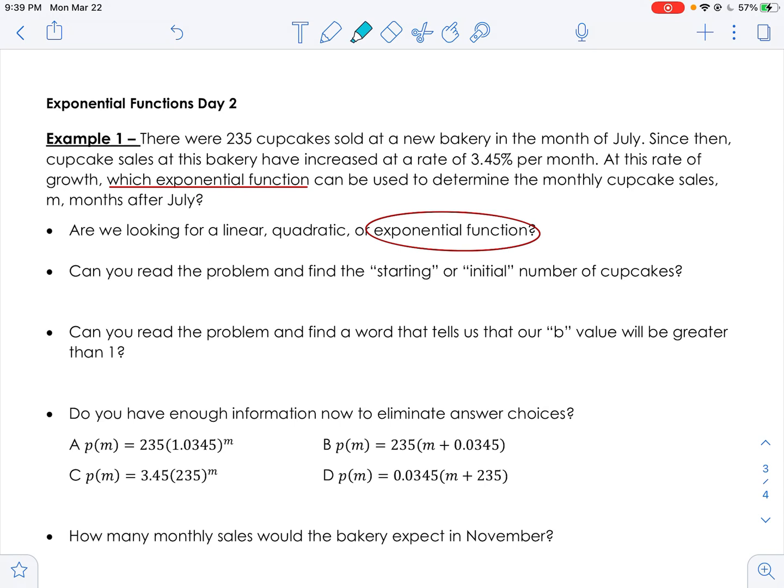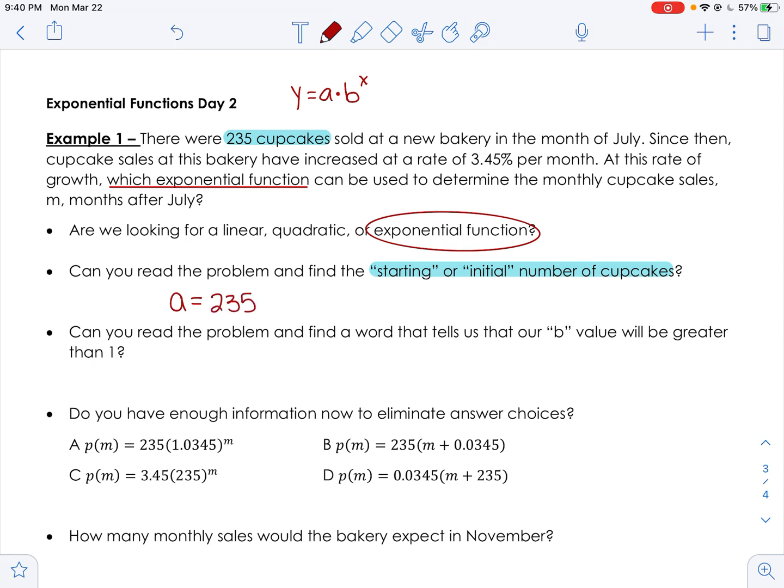Okay. Can you read the problem and find the starting or the initial amount? I'm going to highlight that, the starting or the initial amount of cupcakes. Right here it tells us there were 235 cupcakes sold. Remember, when we're talking about exponential functions, we have the formula y equals a times b to the x power. So our initial amount is a, which is going to be 235 cupcakes.